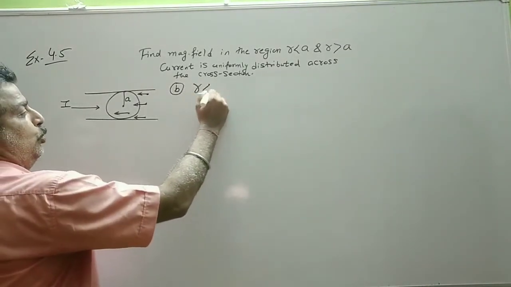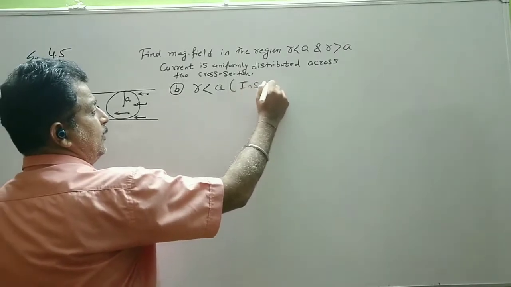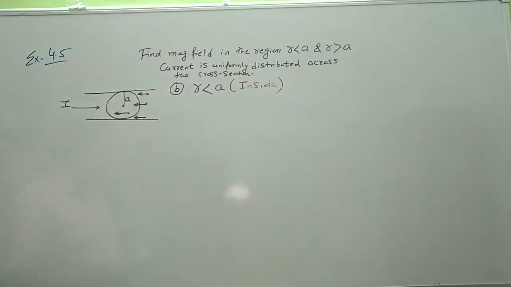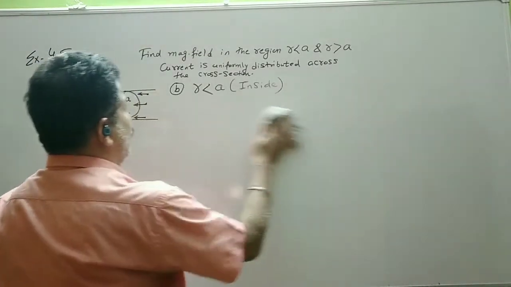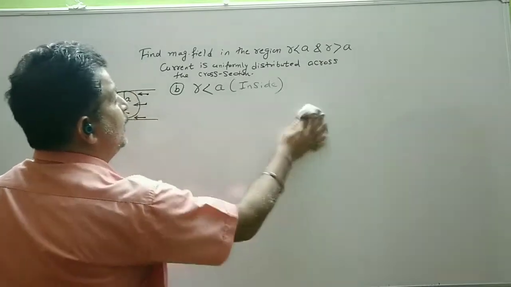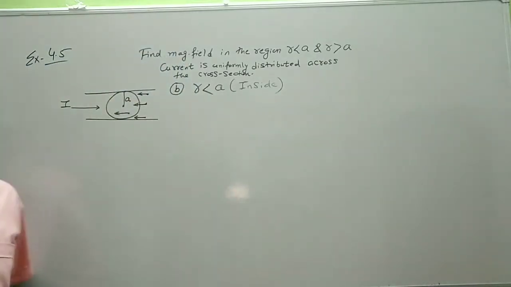So case 2, r is less than a, that is inside. Now we will consider a point inside this wire. We have assumed that current is uniformly distributed across the cross section, so it is a solid cylinder example.